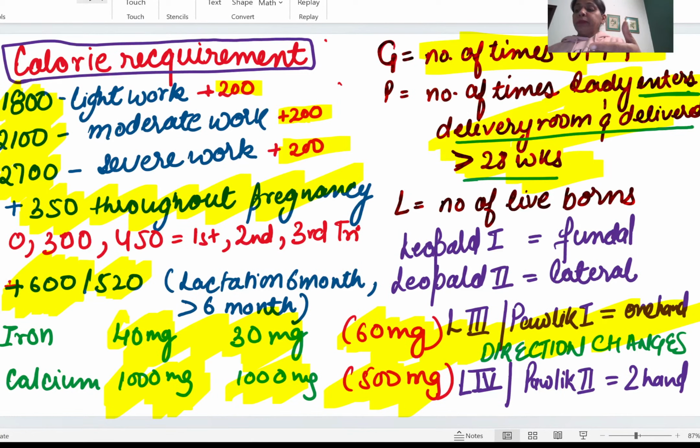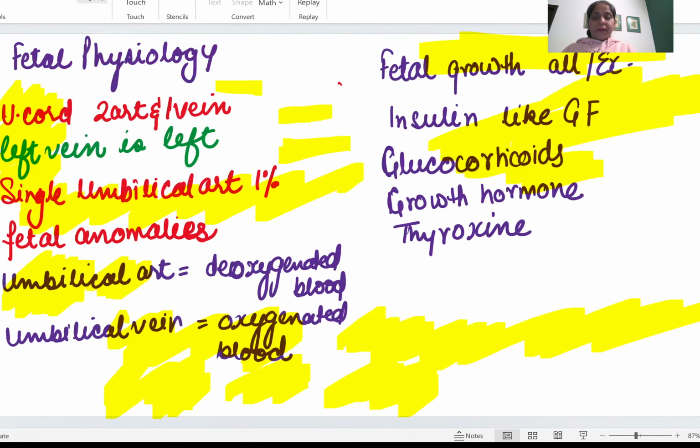Okay, and now we put both the hands like this, and we feel how much the fetal head is engaged. That is known as the pelvic second grip, or Pawlik second grip. So that is why the two-hand grip is the pelvic second grip, in which we are using two hands, and here the direction of the doctor changes toward the feet. When we have to put the two hands, then of course the direction will change.